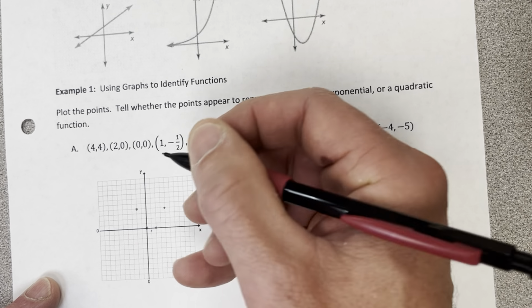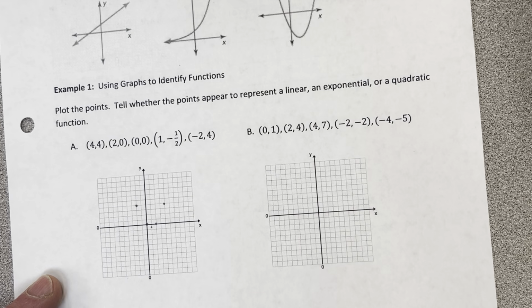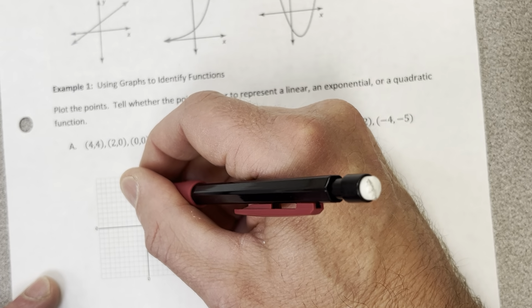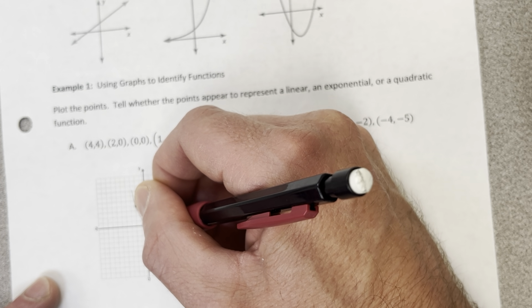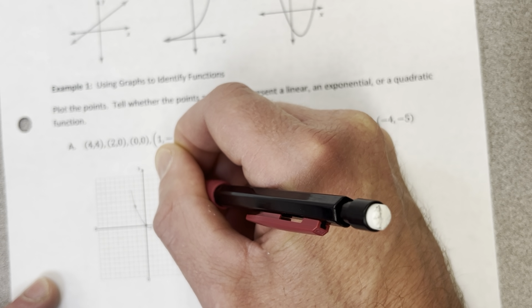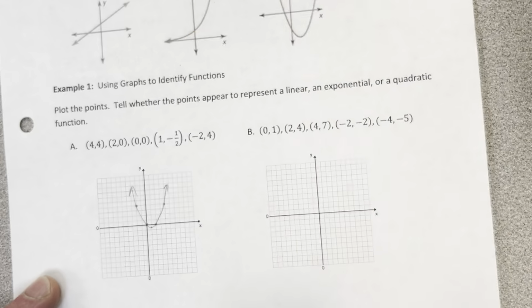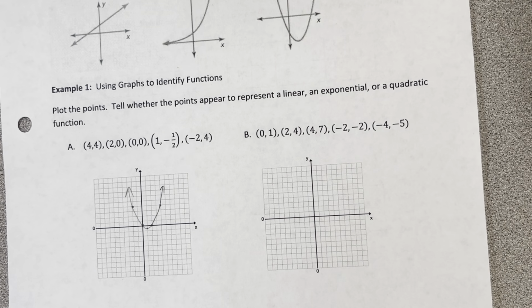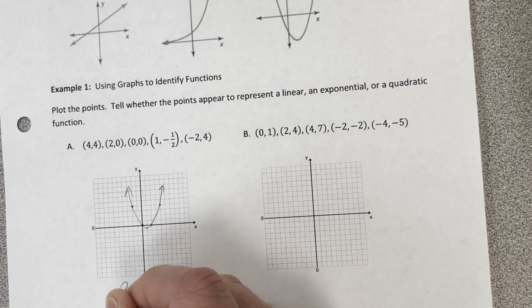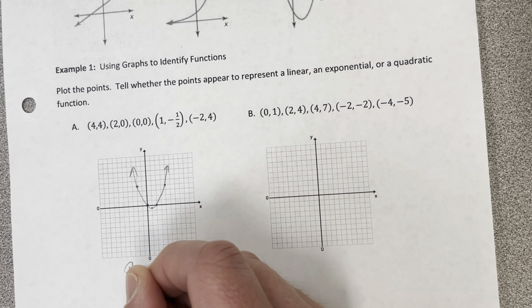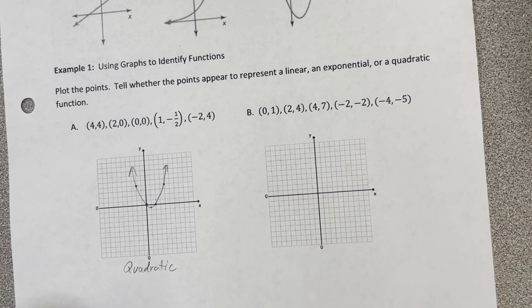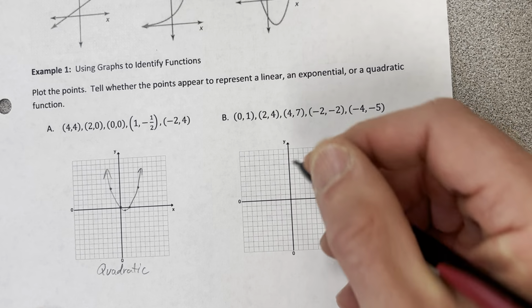Okay, they kept us guessing there till the end. They didn't have the points in order from left to right, and so it was kind of confusing what it could be. But it turns out if we connect those points, we've got a parabola. So this is a quadratic. And let's move on to the next one.